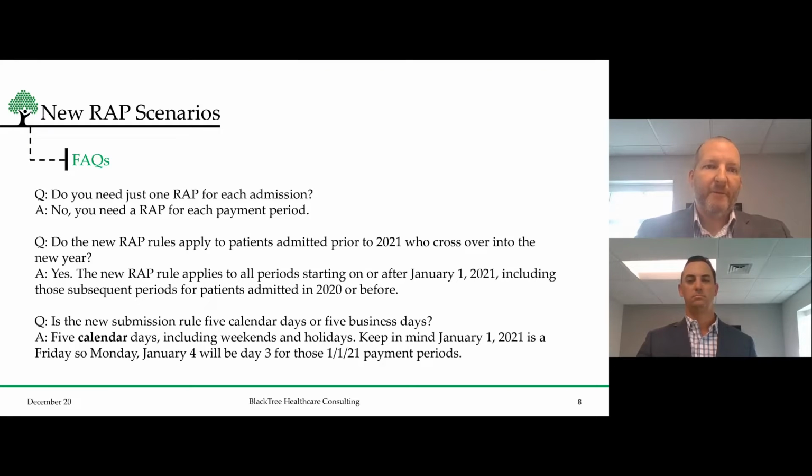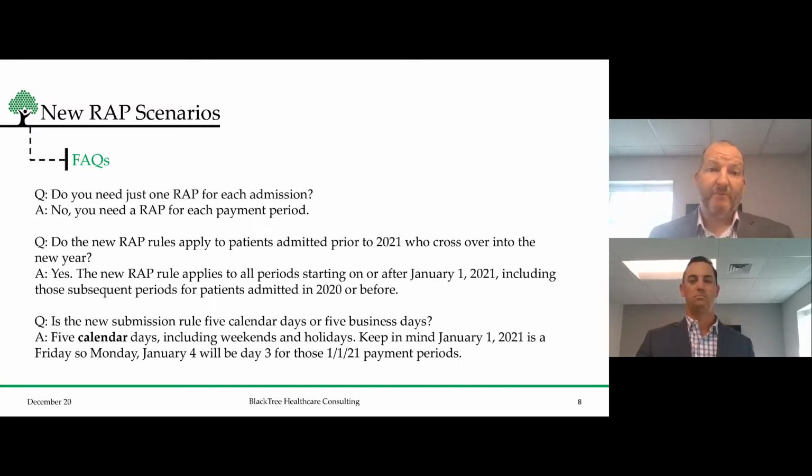So a couple of the questions that we commonly hear here. Number one, do you need just one RAP for each admission? No. That'll be next year when we get into the notice of admission. That'll be when we only need that one, quote unquote, RAP. That'll be a notice of admission then. But for the purposes of 2021, you're going to need a RAP for every single payment period you have.